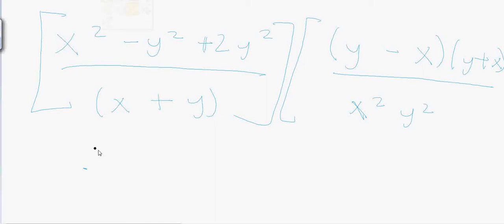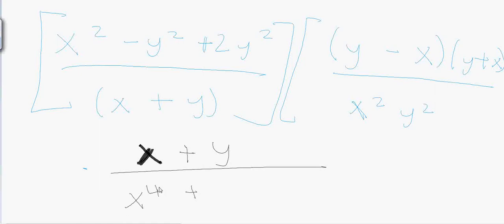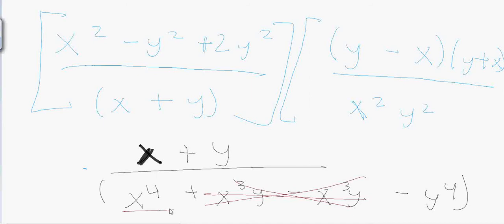slightly thicker one, which is x plus y all over x to the fourth plus x to the third y minus x to the third y minus y to the fourth. Right here you can see it's a variation of difference of two squares, because these two drop out. These two terms, you can see the difference of two squares.